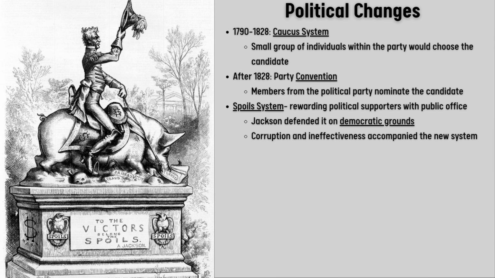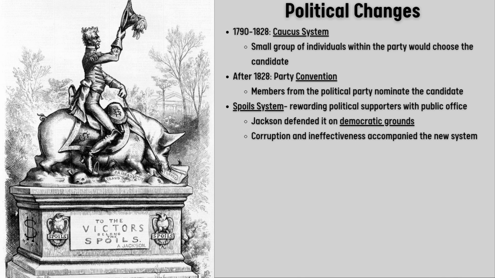Initially, from 1790 to 1828, we had the caucus system in place. This was when a small group of party insiders would select the candidate. It was quite exclusive. Then, after 1828, we saw a shift to the party convention. This change allowed broader participation, as members from across the political party could now nominate candidates.